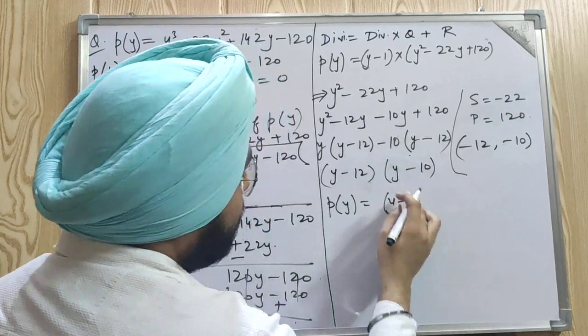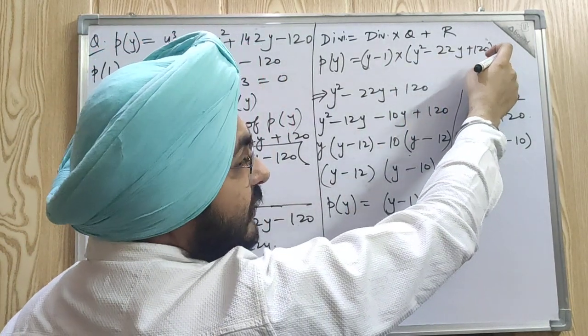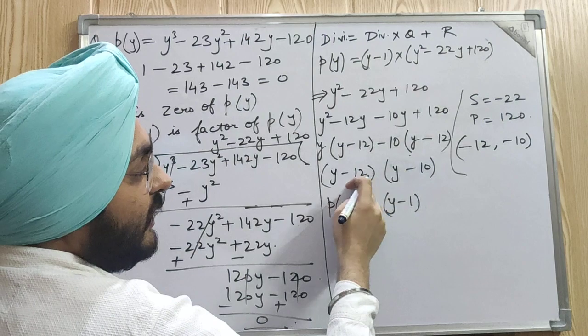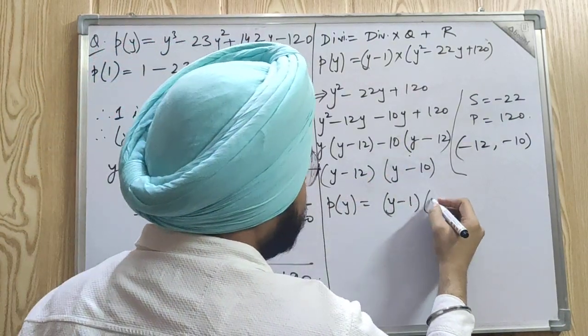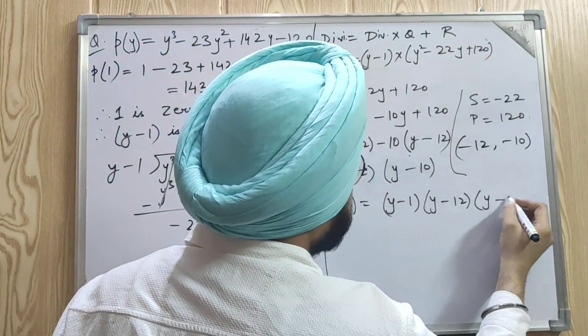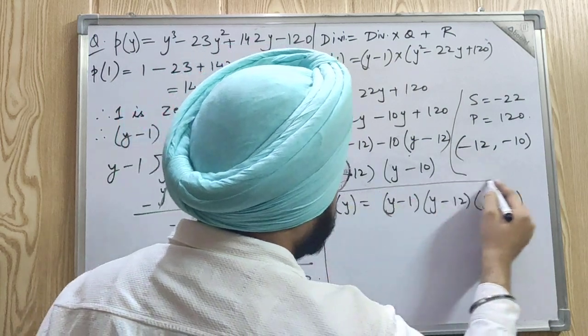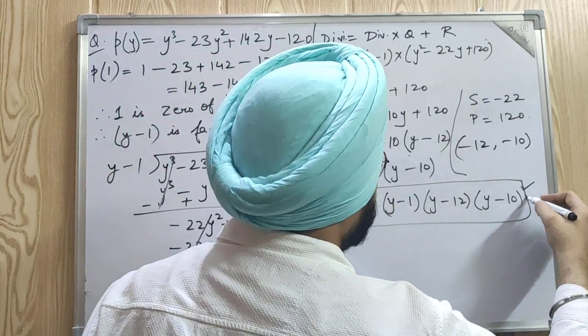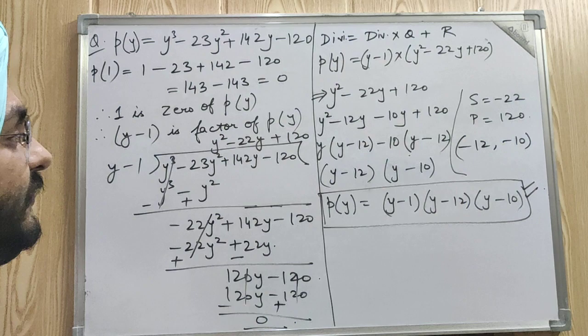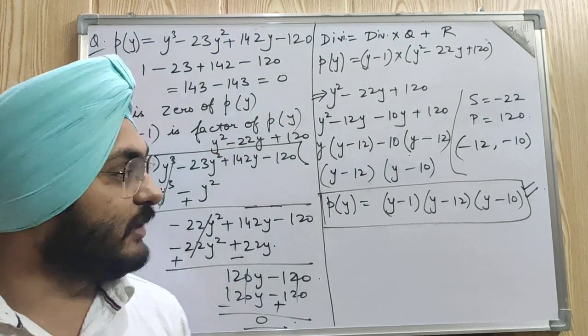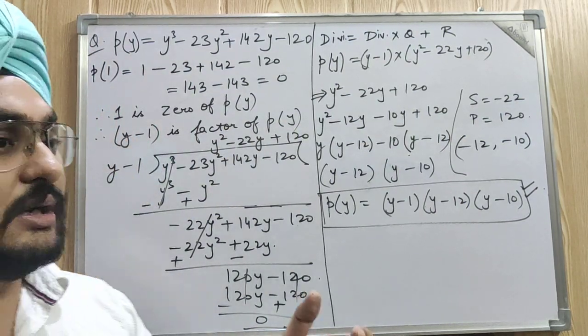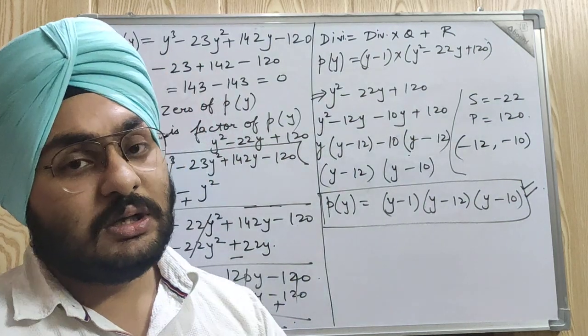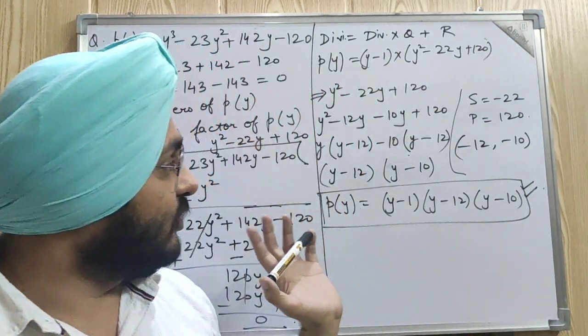So now this P(y) can be written in this way: y minus 1, and this y square minus 22y plus 120 can be written as y minus 12 and y minus 10. So these are the three factors we have here. In my opinion, you are clear with how to factorize the cubic polynomial. So please try the questions given in the book. In my opinion, all of these will be clear.